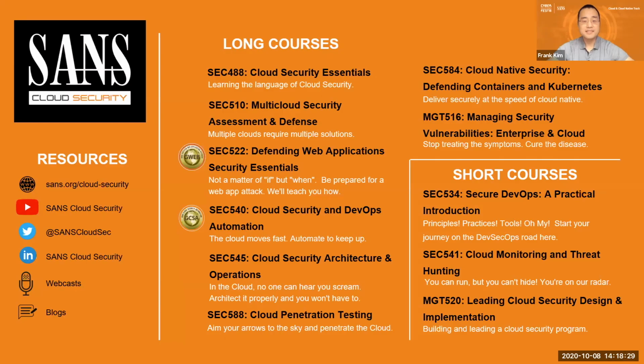So here on the next slide is just more of a marketing version. And the reason I like this slide is that for each of the classes, we've got a little tagline that tries to summarize what this course is actually all about. So for example, 584 in the upper right-hand corner: delivering securely at the speed of cloud native with these technologies, Docker, containers, Kubernetes, and so on. And a couple more slides here.